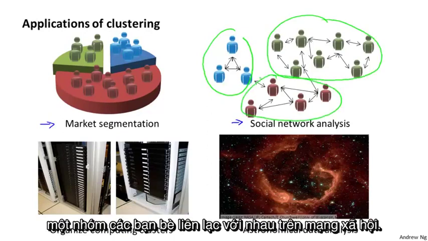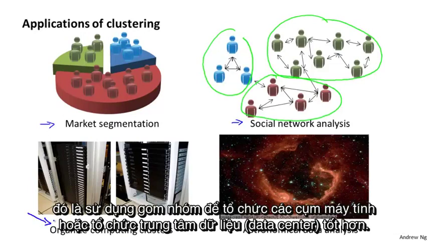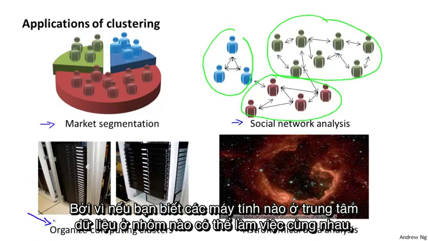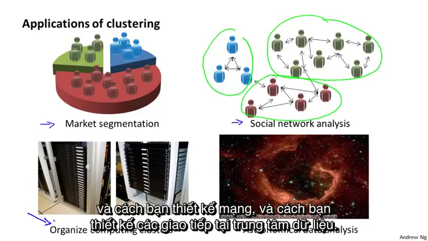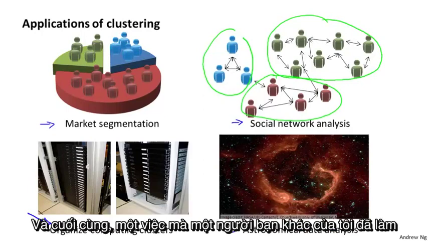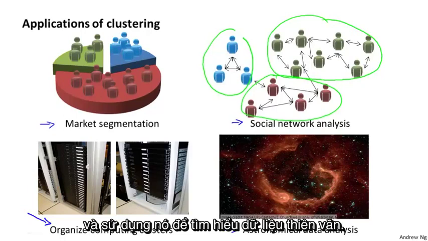Here's something that one of my friends actually worked on, which is to use clustering to organize computer clusters or to organize data centers better. Because if you know which computers in the data center cluster tend to work together, you can use that to reorganize your resources and how you lay out the networks and how you design your data center and communications. And lastly, something that another friend worked on: using clustering algorithms to understand galaxy formation and using that to understand astronomical data.